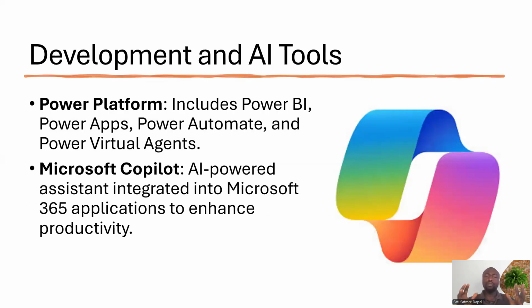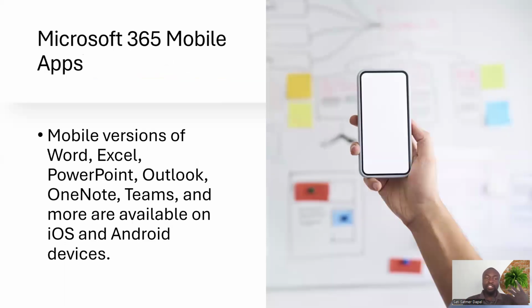Then we also have the development and AI tools, where we have the Power Platform that includes Power BI, which we talked about earlier, Power Apps, Power Automate, and Power Virtual Agents. But interestingly, there is another one called Microsoft Copilot. For those of you who know about ChatGPT, this is like another version of ChatGPT. It's an AI tool that can help you run almost anything, can create images, can create videos, can search for content, can prepare materials for you, and so on and so forth.